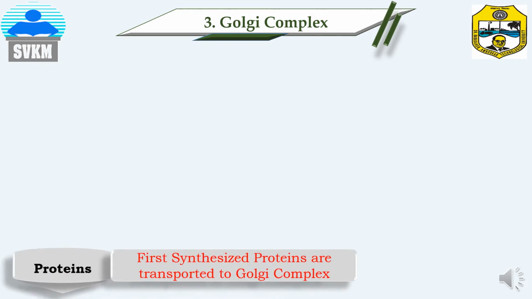The third important organelle is the Golgi complex. The first synthesized proteins are transported to the Golgi complex, meaning from the endoplasmic reticulum, particularly the rough endoplasmic reticulum, the proteins are transported to the Golgi complex.